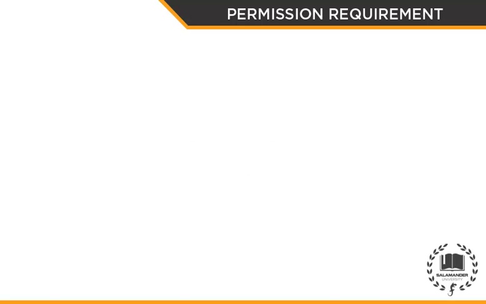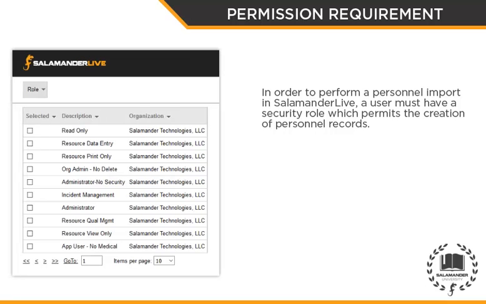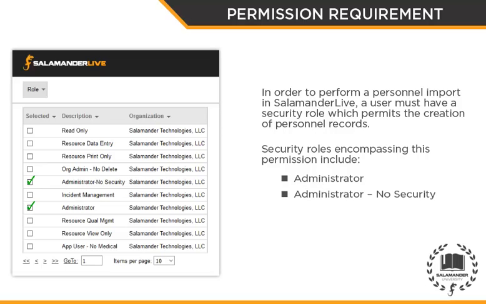Before we get into the how-tos, let's first look at the permission requirement a user must have in order to perform an import in SalamanderLive. A user must have a security role which permits the creation of personnel records. Without this permission, the import feature will not be visible. There are 4 security roles which encompass this permission: Administrator, Administrator No Security, Org Admin No Delete, and Resource Data Entry.